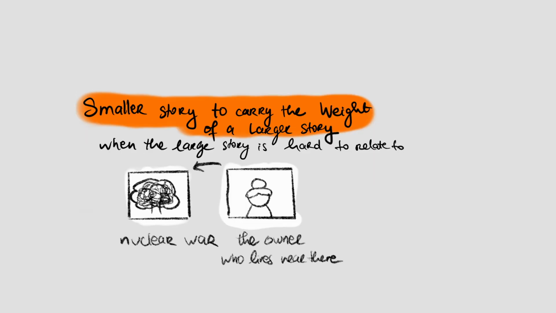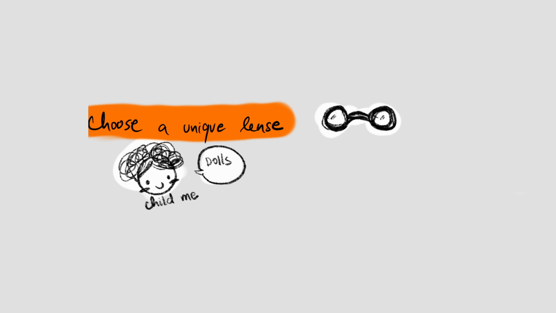Now, the next very interesting structure you can use is using a smaller story to carry the weight of a larger story. This is used when the large story is hard to relate to. Then you would use a more human and relatable story to demonstrate how you were affected by the large story. In the book, there is a really convincing story about the Hiroshima nuclear bomb, where the storyteller actually tells the story of how his restaurant was affected instead of how Hiroshima affected him. Definitely check that out. The last type is to choose a unique lens to tell the story through, a lens of your young self or any unique angle you would like to take the story through.